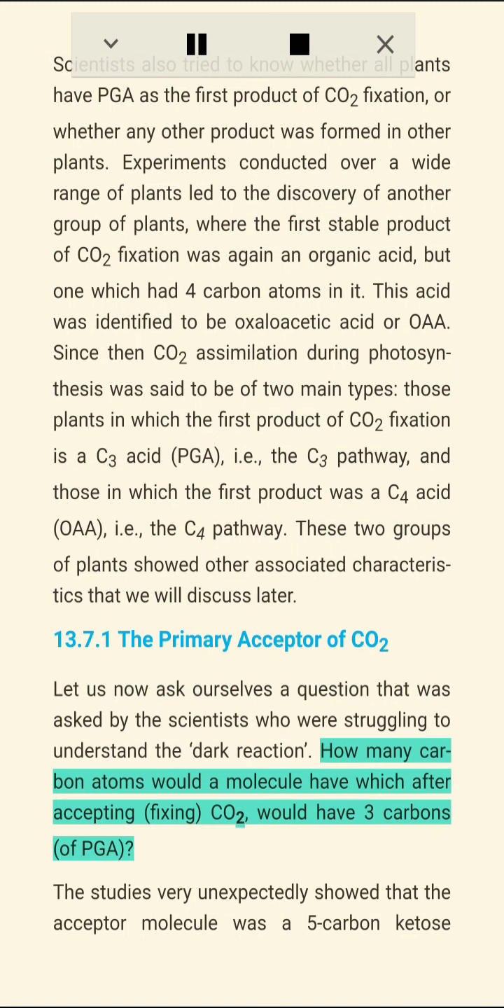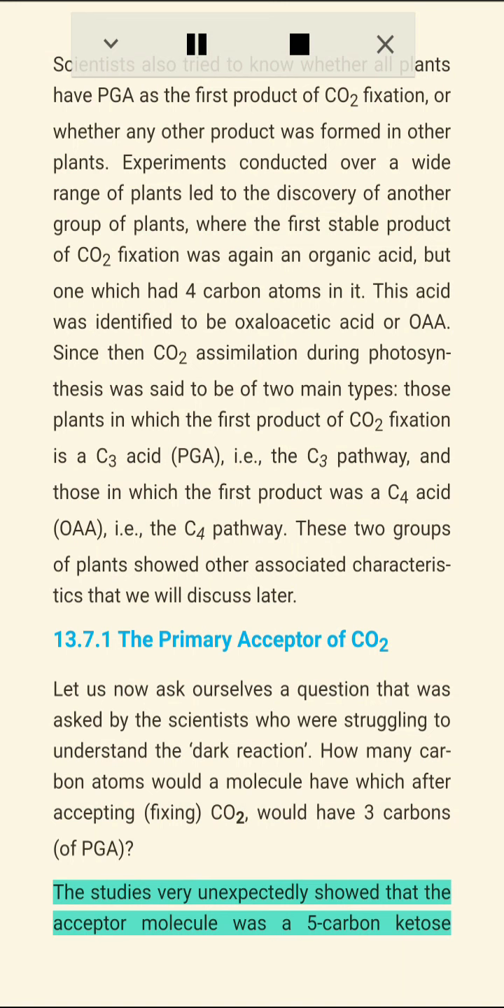13.7.1 The primary acceptor of CO2. Let us now ask ourselves a question that was asked by the scientists who were struggling to understand the dark reaction. How many carbon atoms would a molecule have which, after accepting, fixing, CO2, would have 3 carbons, a PGA? The studies very unexpectedly showed that the acceptor molecule was a 5-carbon ketose sugar, ribulose bisphosphate, RuBP.